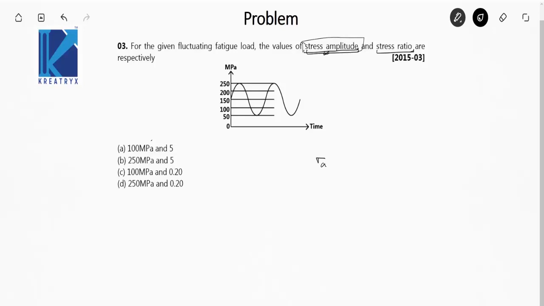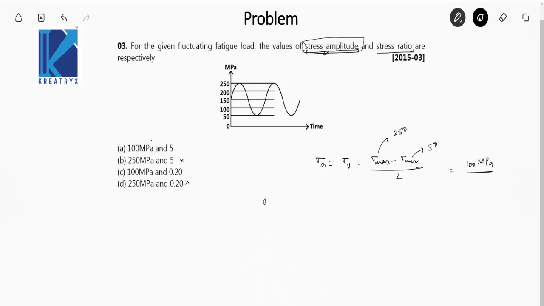So stress amplitude is equal to variable stress, which is equal to maximum stress minus minimum stress upon 2, and maximum stress from this graph is 250 megapascal, and minimum stress is 50 megapascal. So that implies 250 minus 50, 200 divided by 2, that is 100 megapascal. So stress amplitude becomes 100, so B is not the option and D is not the option.